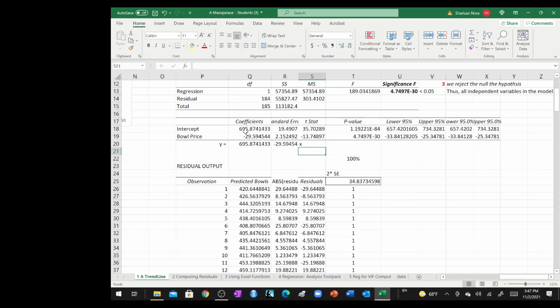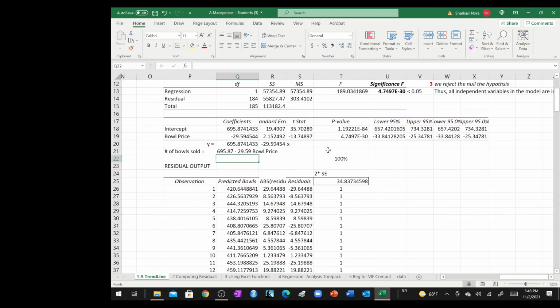Y is equal to the intercept, 69.5 volts, basically, when the price is 0, minus 29.5x, which means here, this is the number of balls sold. Number of balls sold is equal to 69.587 plus, actually minus 29.59, and x here is the ball price. Okay, so this is the linear function.